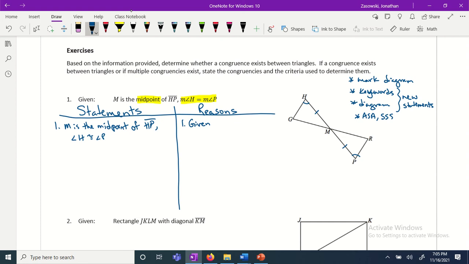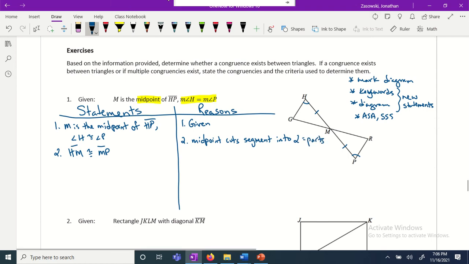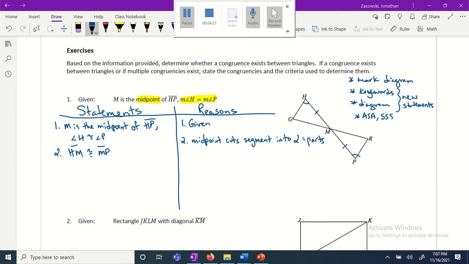Now, if I mark it, I need a statement for it. I have a statement for angle H and angle P, but I now need a statement for HM congruent to MP. This is just like bisect, but it's midpoint. The midpoint cuts the segment into two equal parts. Now, once again, we've used our keyword.